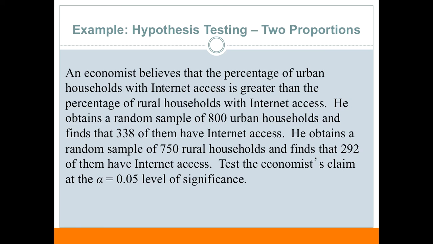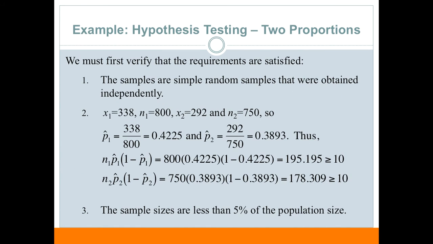So here's an example for hypothesis testing with 2 proportions. An economist believes that the percentage of urban households with internet access is greater than the percentage of rural households with internet access. He obtains a random sample of 800 urban households and finds that 338 of them have internet access. And he also obtains a random sample of 750 rural households and finds that 292 of the rural households have internet access. So we want to go ahead and test the economist's claim at the 0.05 level of significance. So first we're going to verify that the requirements are satisfied.